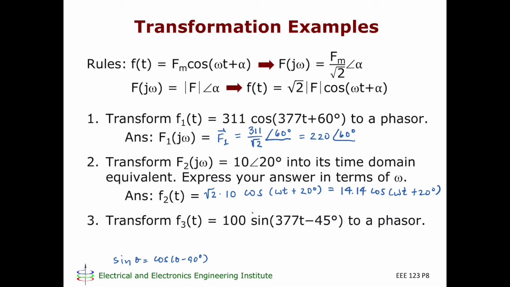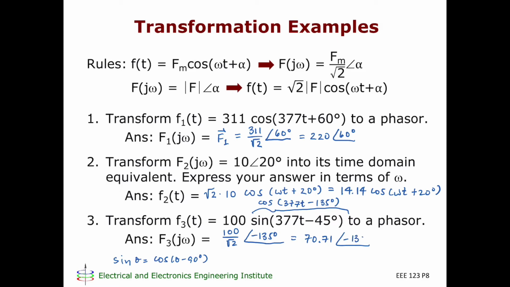So this is really just the cosine of 377t minus 135 degrees. So what would be F3 of j omega? This would be 100 over the square root of 2 at an angle of minus 135 degrees, or simply 70.71 at an angle of minus 135 degrees.